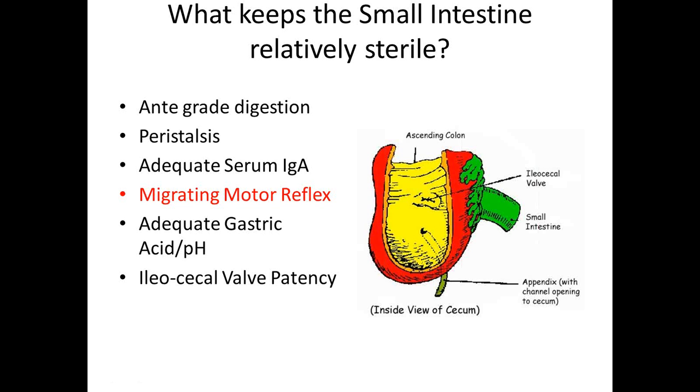So normally, things that keep the small intestine sterile are listed here. These are innate physiologic processes that will keep bacteria from overgrowing in the small intestine. So good forward directional digestion, peristalsis, serum IgA, and adequate gastric pH. I'm going to highlight on this list the migrating motor complex, because this is an important aspect of treating bacterial overgrowth.